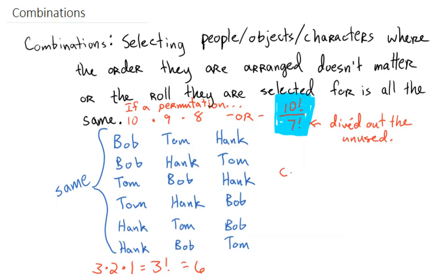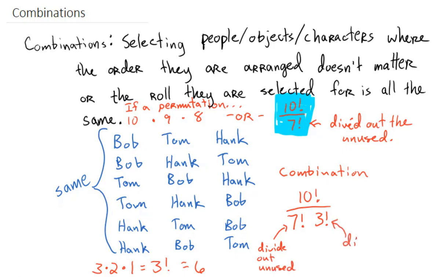So for the combination, I have my 10 friends I'm selecting from. I'm selecting 3 of them. So I need to divide out the 7 factorial. That's the unused ones. But then I also need to divide out the 3 factorial for all of the repeated arrangements that are essentially the same thing. So here, this 7 factorial is dividing out the unused. The 3 factorial is dividing out the repeats.